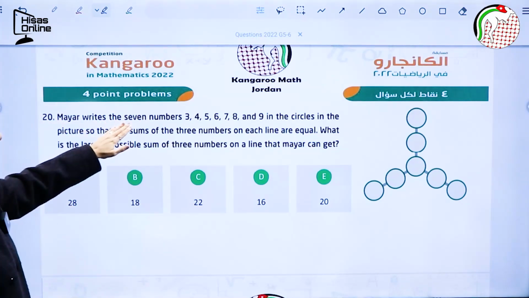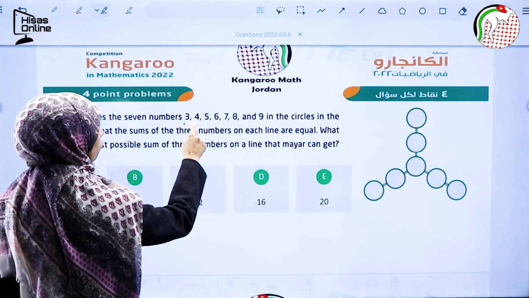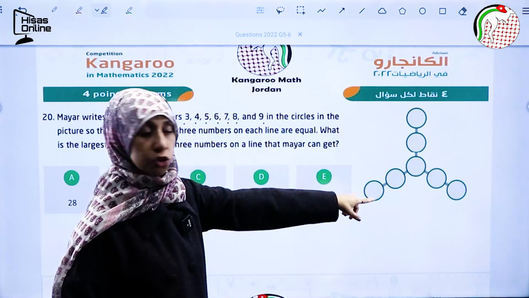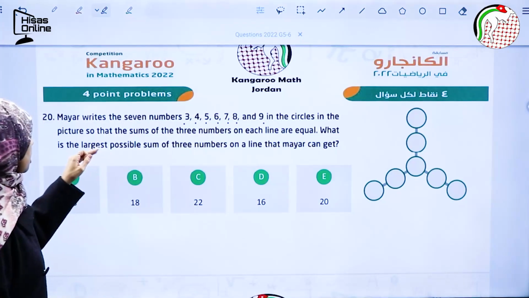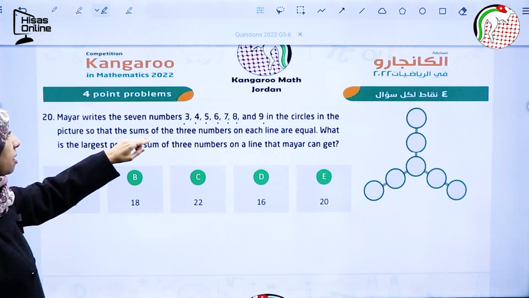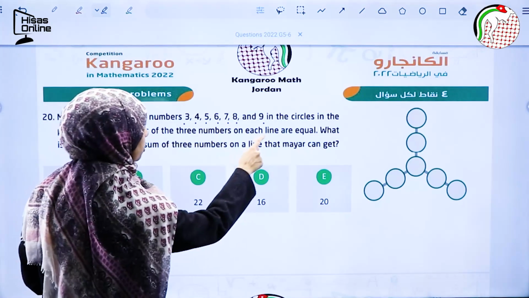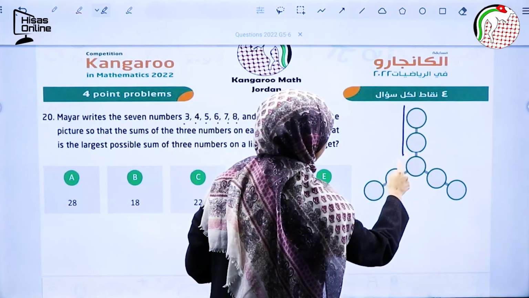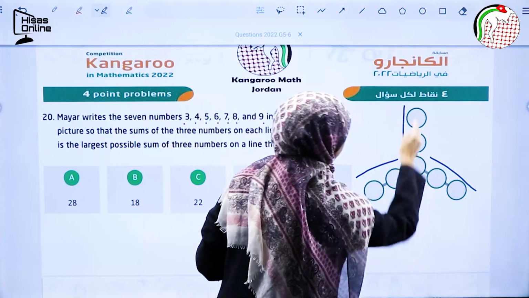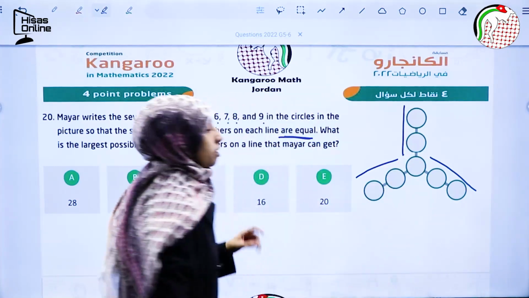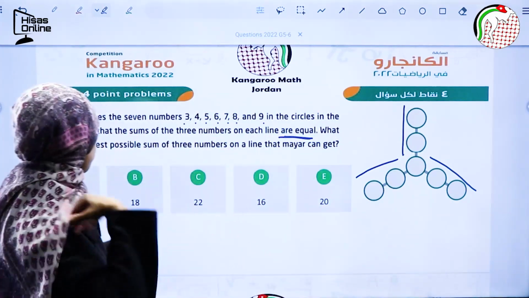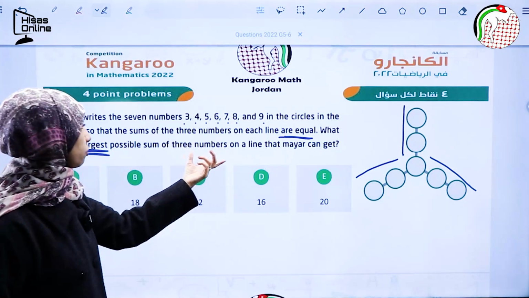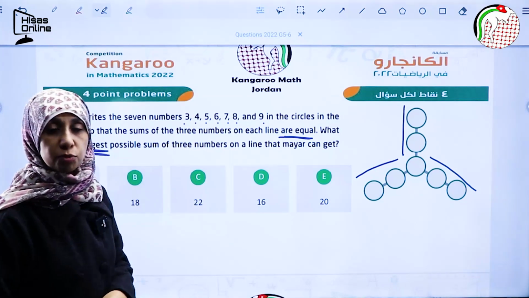Mayar writes the 7 numbers 3, 4, 5, 6, 7, 8, and 9 in the circles in the shape shown here, so that the sums of the 3 numbers on each line are equal. So this line, and another line, we need to find the sum. The sum must be equal. What is the largest possible sum of the 3 numbers on the line that Mayar can get?